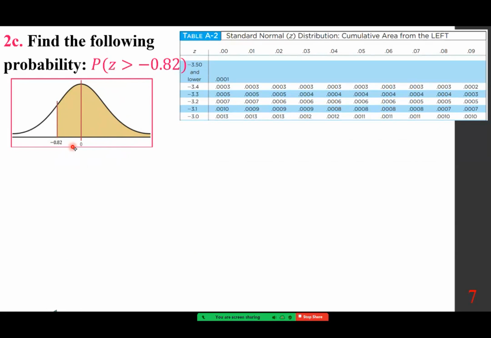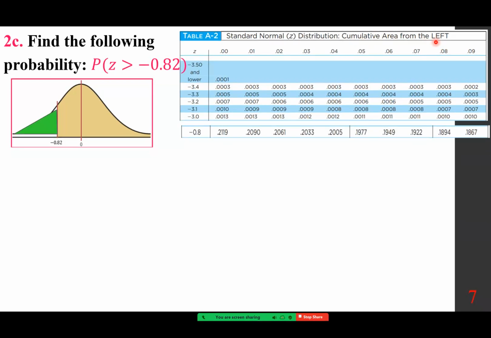So in order to find that, you can find this area from the table, because it gives you the cumulative area from the left, and then subtract it from 1. So with that being the case, if you go down, we are looking at negative 3.4, negative 3.3, and there is not enough space. So I grab the negative 0.8, and I want negative 0.82. So I want this one and this one. If we put those two together, it results in 0.2061.